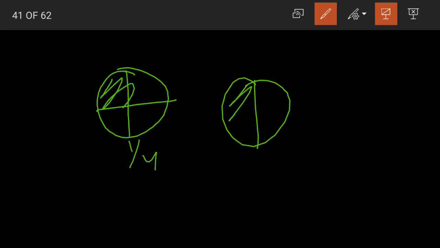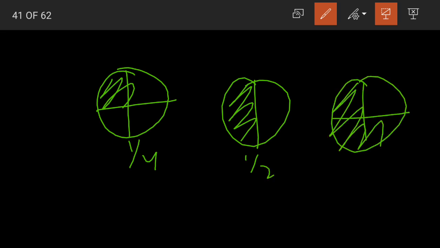Okay, let us represent it in the form of diagrams. This is 1 by 4, 1 by 2 and this is 3 by 4. Now from looking at the diagrams, which is the smallest one, children? Yes, 1 by 4, then we have 1 by 2 and then we have 3 by 4.